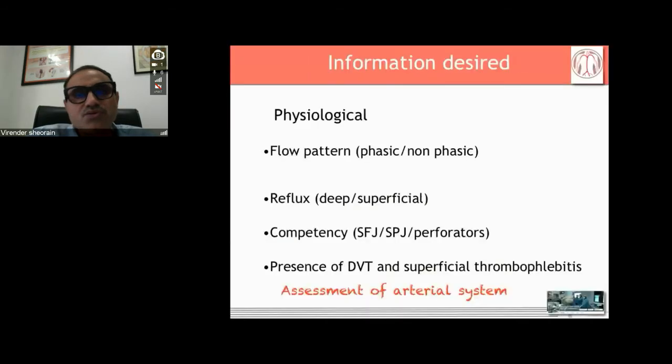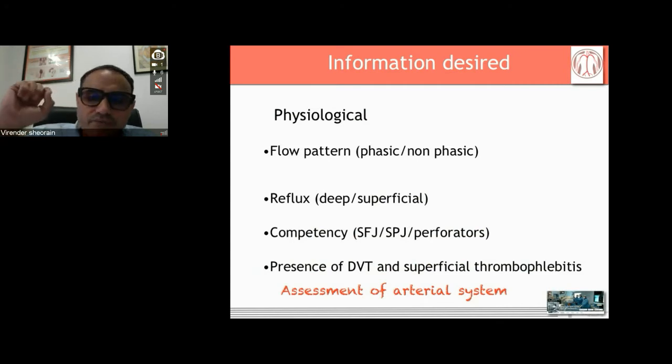So you should be aware of the anatomy, and then the things become easy. So the first thing, know your machine, know your anatomy, then half the battle is won. So information desired, physiological. Once you are looking for the veins, you need to have a flow pattern. We all know the entire flow from the lower limb goes into the right atrium. So there is a phasic pattern. Whenever there is an obstruction or a cutoff in between, the phasicity is lost.